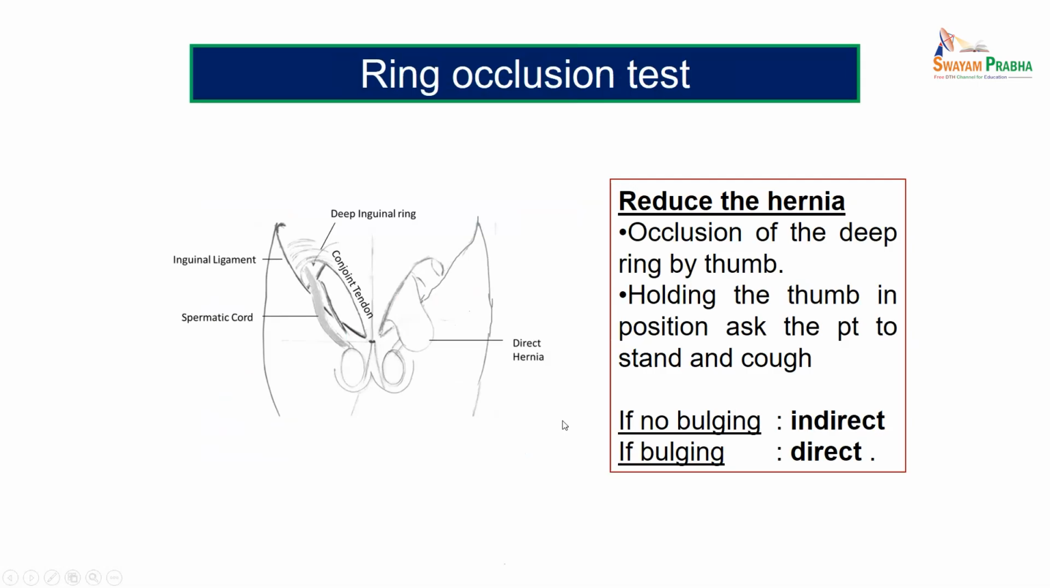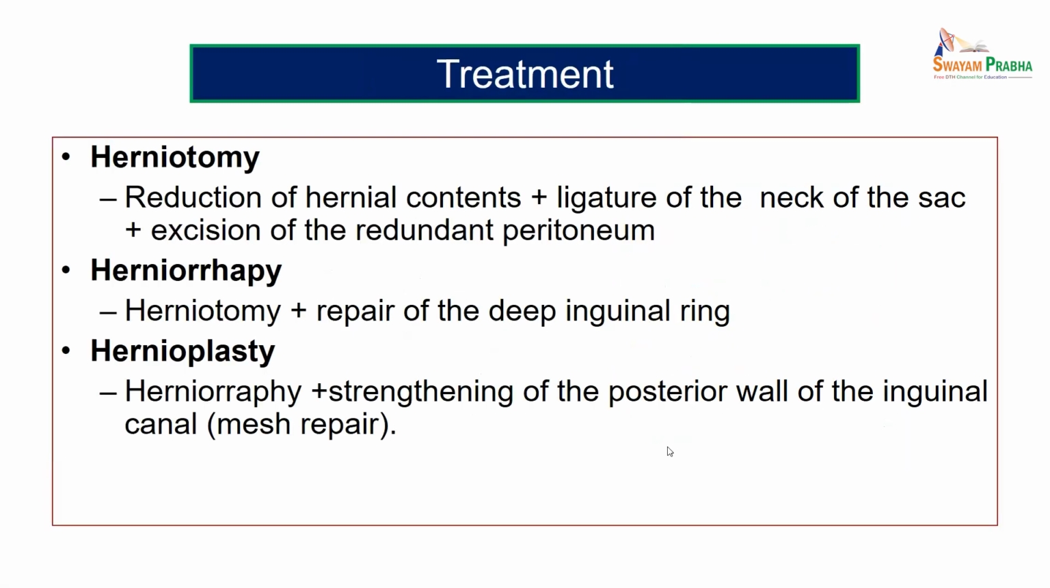Next is the ring occlusion test, as has been already explained. You should reduce the hernia, occlude the deep ring, and ask the patient to cough. If there is bulging medial to the occluded finger, then it becomes a direct hernia. If there is no bulging, it is the indirect inguinal hernia. These are the examinations which you can do in case of indirect and direct inguinal hernia.